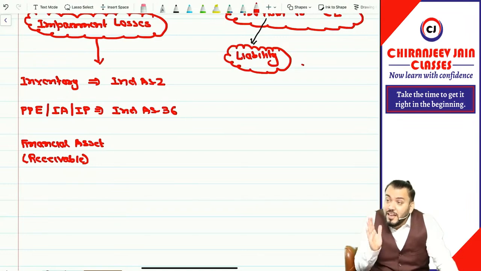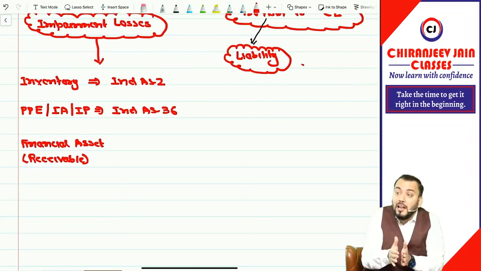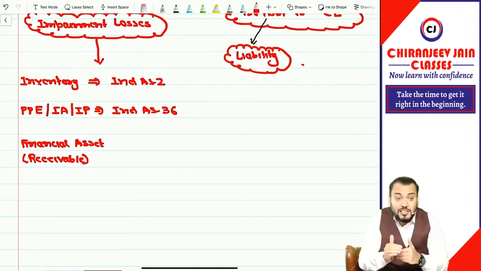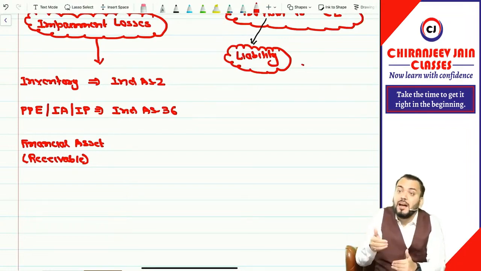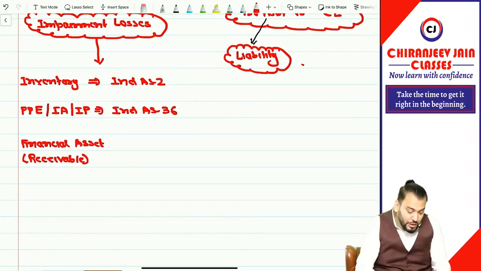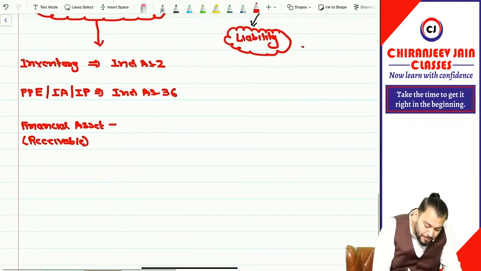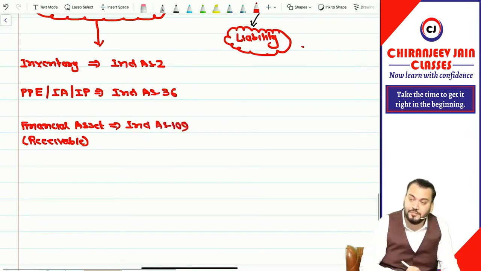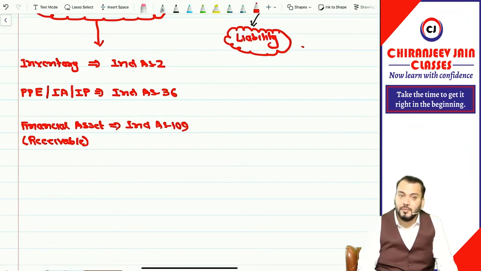So we'll never call it provision for doubtful debt. A better word is allowance for bad and doubtful debt. We should create some allowance for bad and doubtful debt, but will not call it provision. Have you understood? So for financial assets, this impairment loss will be covered under Ind AS 109. Correct? Have you understood?